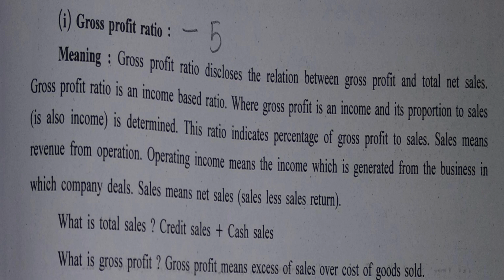Sales means net sales. Sales less sales return. You need to highlight this point. Sales means net sales, which is sales less sales return. Obviously, sales minus sales return gives you the net amount of sales. Then what is total sales? Credit sales plus cash sales. You need to highlight even this point. What is gross profit? Excess of sales over cost of goods sold. You will highlight this too.